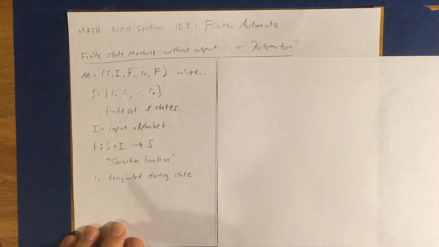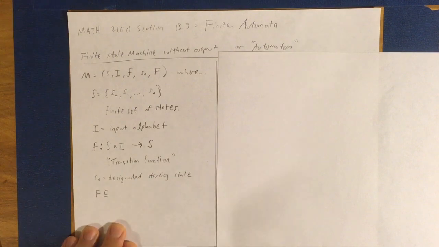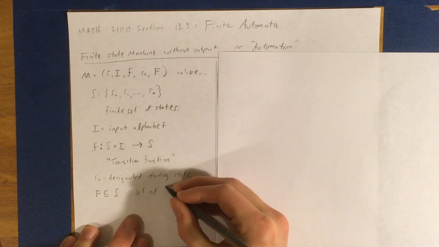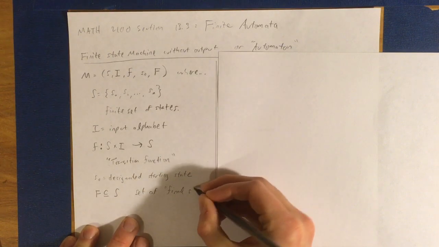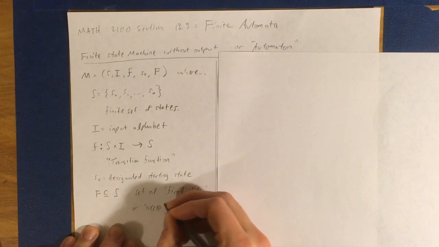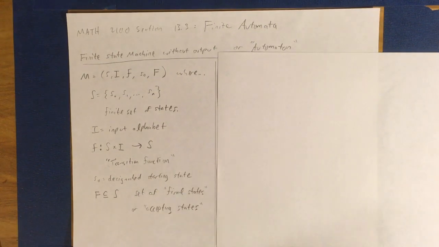And it's an element of S, of course. It's S0 right there. And then the last part of the machine is F, and capital F is a subset of S, and that is the set of what we'll call final states, which is also called, another term for that is accepting states. And if we want our finite state automaton to essentially answer a yes or no question, like, is this input string in the language this machine is designed to recognize? The final states are what allow us to do that.